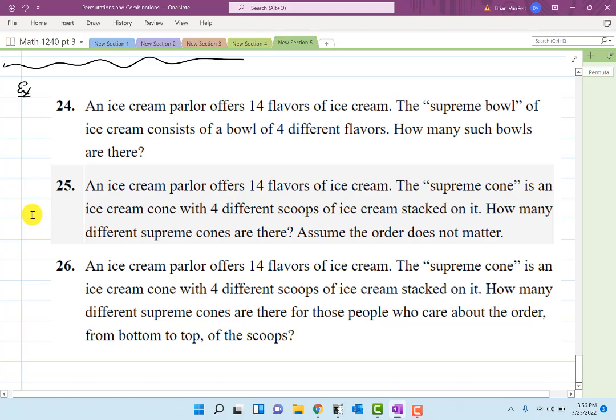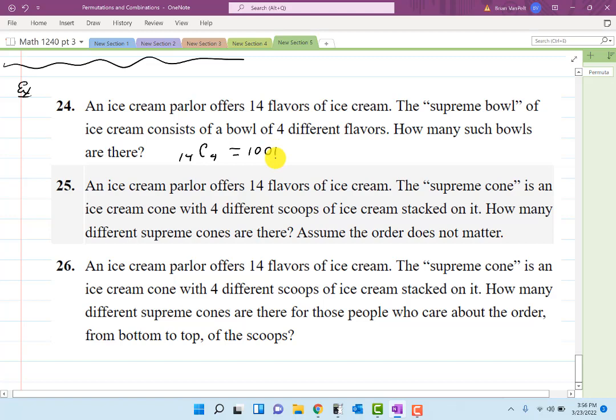Here's the same style of problems as I just gave you. In number 24, we have 14 flavors, and the Supreme Bowl is 4 different flavors. So they're just throwing 4 flavors in a bowl. So from there, since the order doesn't matter, we'll use 14C4. So you should see 1001 when you're done with that.